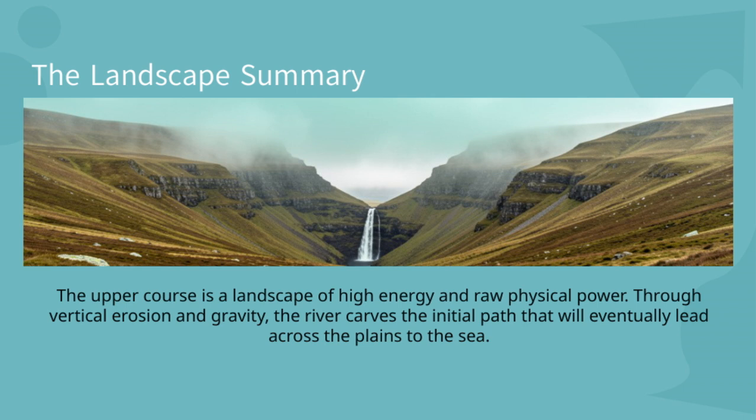The river winds around harder ridges of land, creating interlocking spurs. Where the river flows from hard rock onto soft rock, waterfalls can form. As waterfalls retreat upstream, they leave behind gorges. So even though the river may be small in the upper course, it has a major impact on the landscape. It carves the first path that the river will follow downstream.